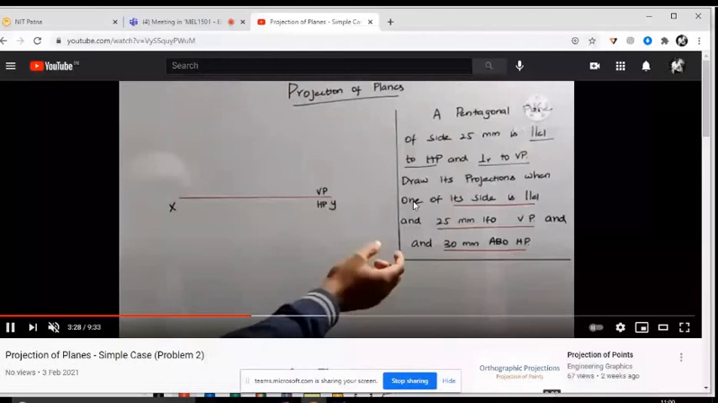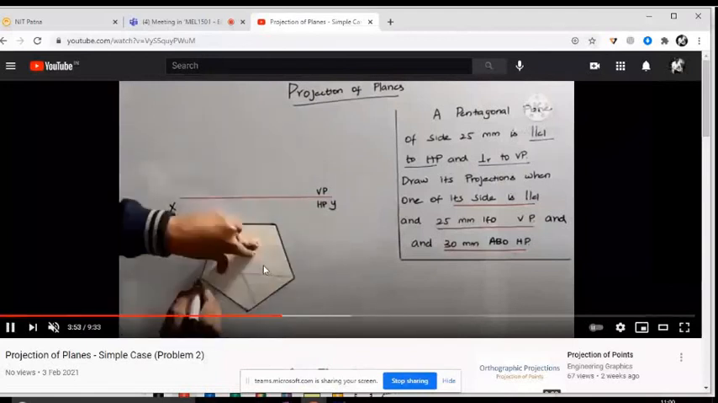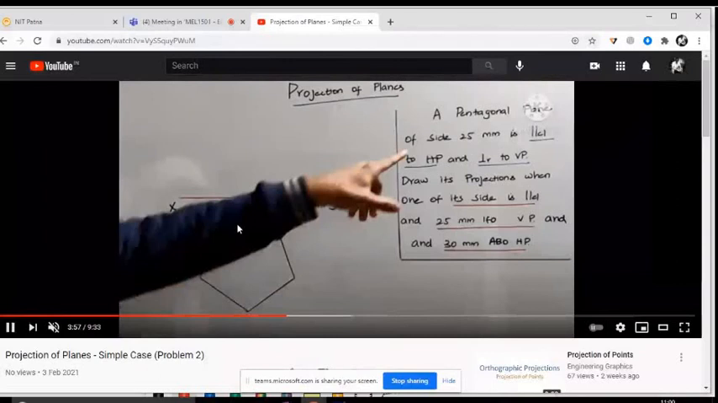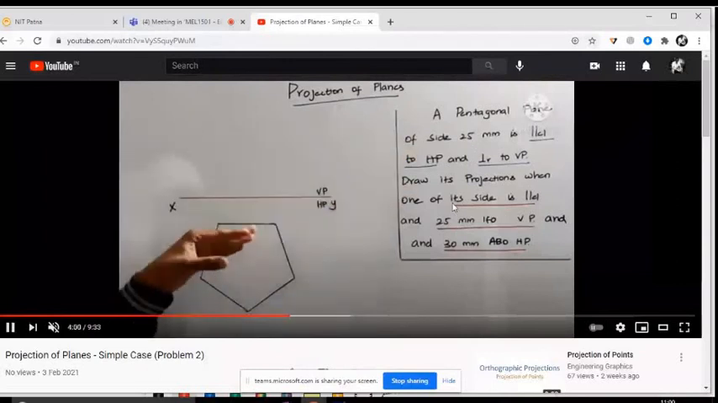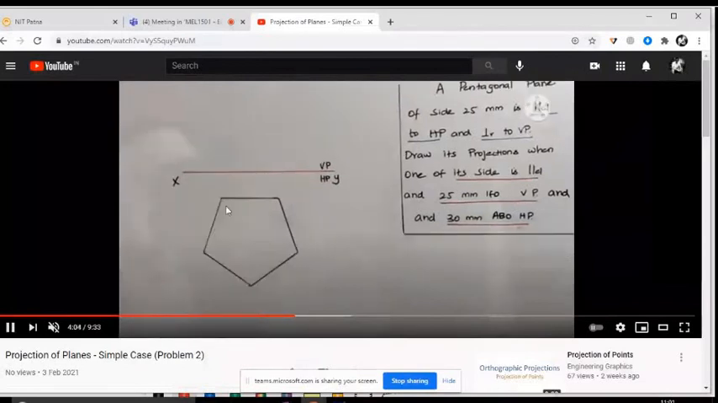I'll mark a point at 25 mm and I will draw the pentagon in such a way that one side should be parallel. So this side I'm keeping parallel to VP. See, one of its sides is parallel and 25 mm in front of VP. So I am keeping this side parallel to VP. Okay. So then I need to name it.